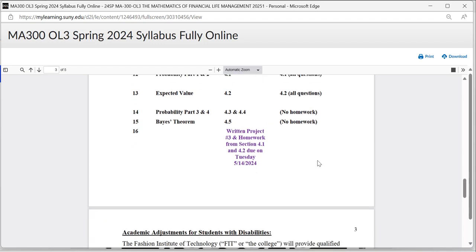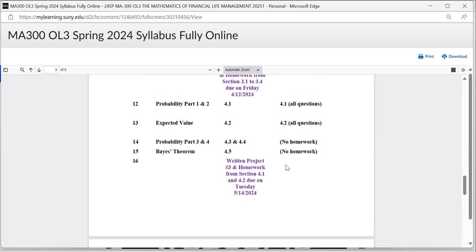Okay, so now the last written project 3, and the homework from section 4.1 and 4.2 are both due on Tuesday, May 14th. So Tuesday, May 14th is the last day of the semester.